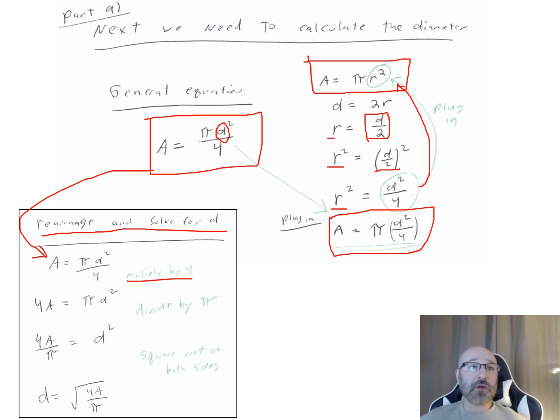The 4 comes over here. We're now left with 4 times area is equal to pi d squared. Well, we want to get diameter by itself. So now what we want to do is divide both sides by that pi. We move our pi over here: 4A over pi is equal to d squared. Next thing we want to do is take the square root of both sides to get d on its own. So d is equal to the square root of 4A over pi right there. So this is our relationship now for our diameter.